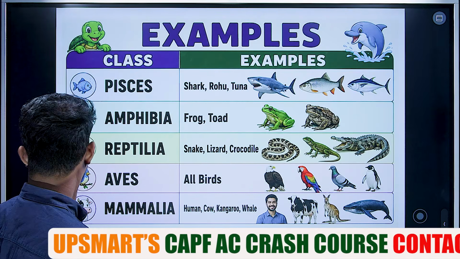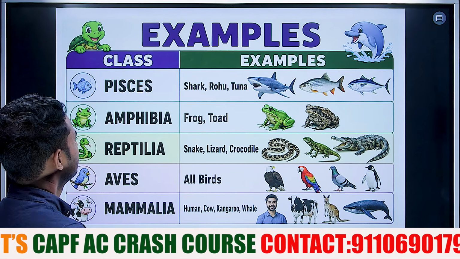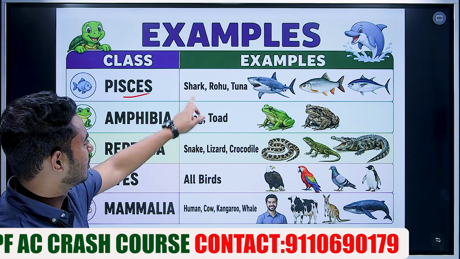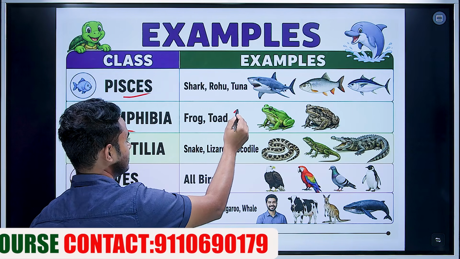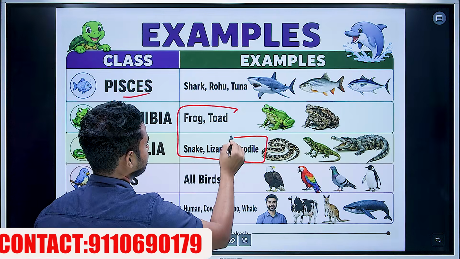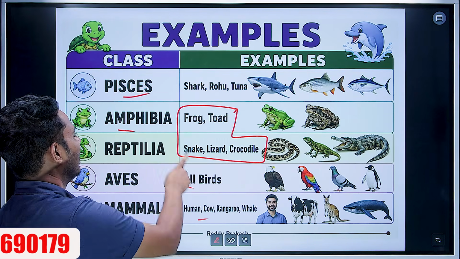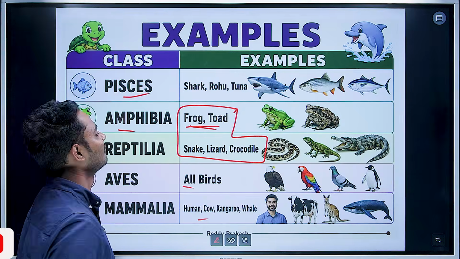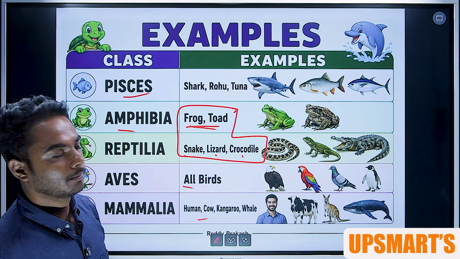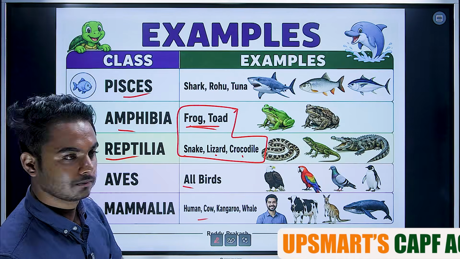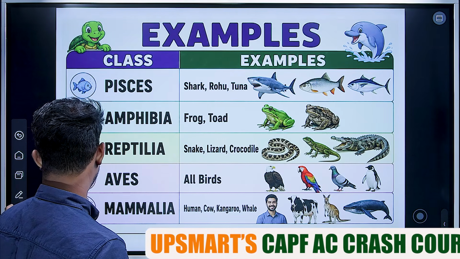Next, examples. Examples are easier. Examples for fish: rohu, tuna, all those things. These examples are important now. These examples are usually confused. These are all very easy things. Amphibia: frog and toad belong to amphibia. Snake, lizard, crocodile belong to reptilia. Rest all you will know. Not very important ones, you will know that.